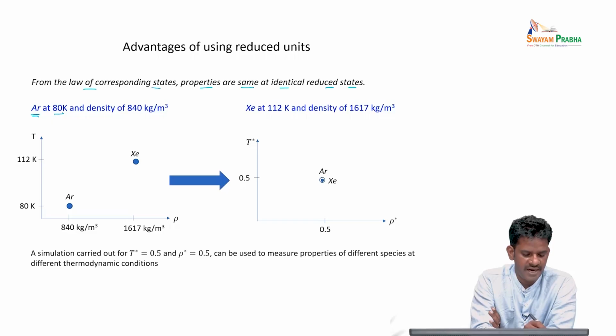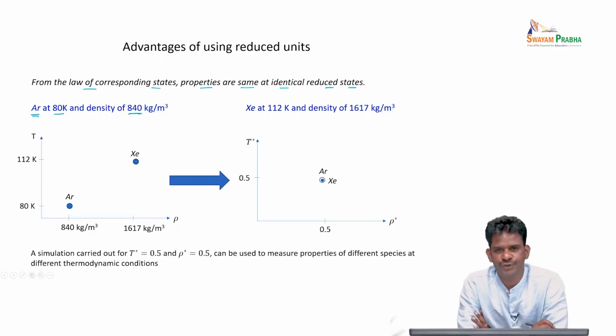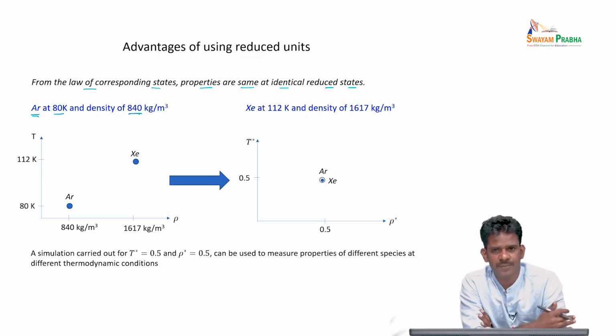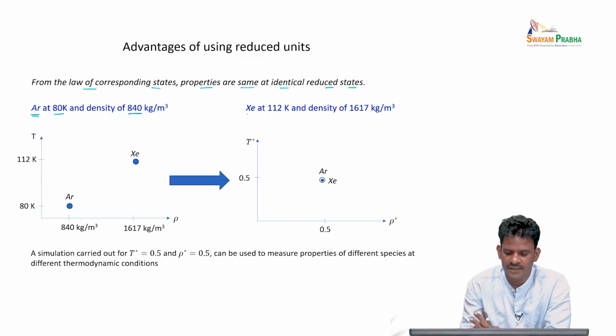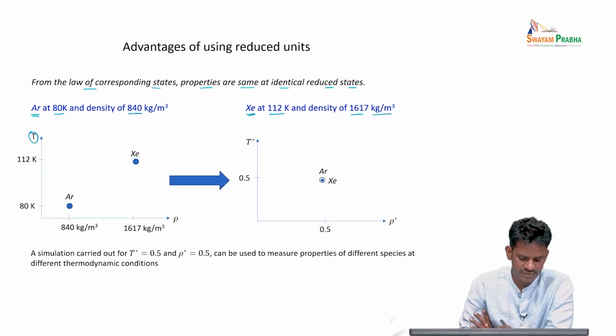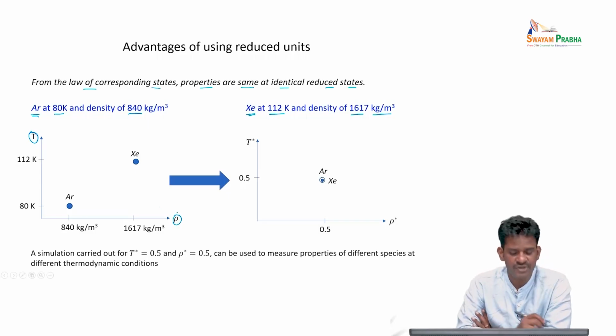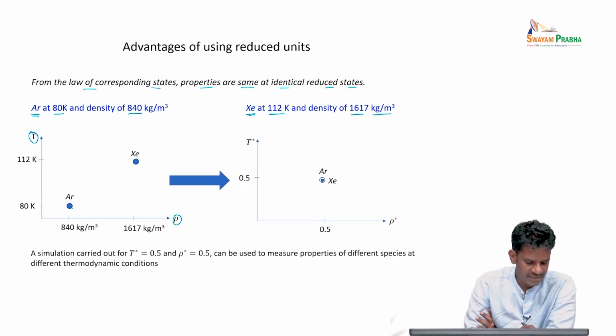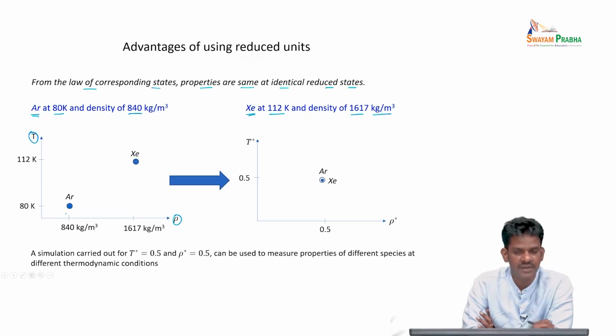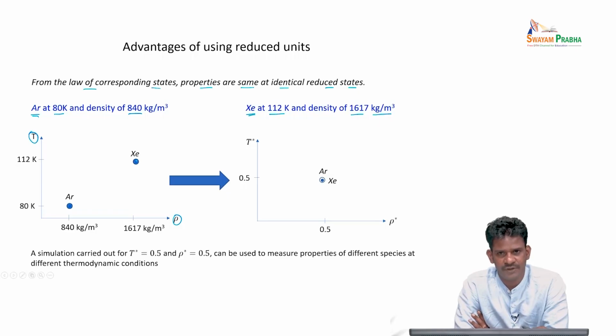Argon is considered at 80 Kelvin at 840 kg per meter cube. Okay, so this is one particular thermodynamic state for argon species, and then we take xenon at 112 Kelvin and at a density of 1617 kg per meter cube. So suppose if I plot these two species in temperature and density, you see that argon is here and xenon is here from their thermodynamic state point of view.